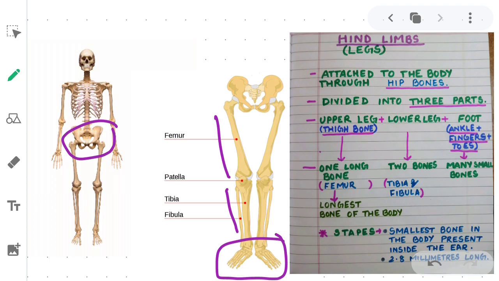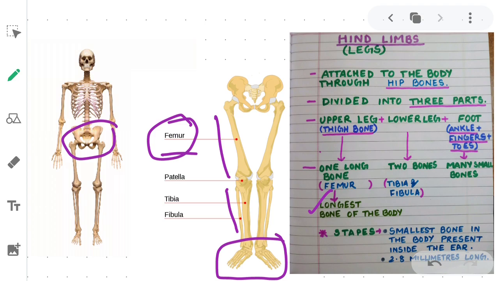So the upper leg is the thigh bone. The upper leg is the thigh bone, and it is also made up of one long bone. This one long bone is called femur. The one long bone of the upper leg is called femur, and femur is the longest bone of the body. Femur, please note it, femur is the longest bone present in our body.